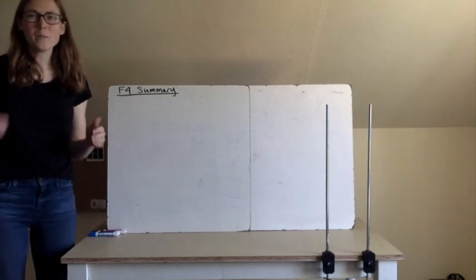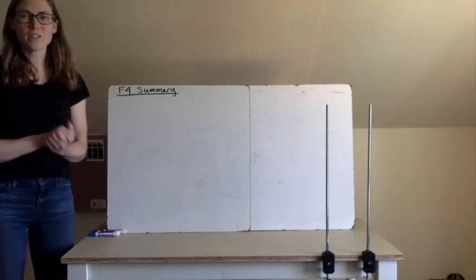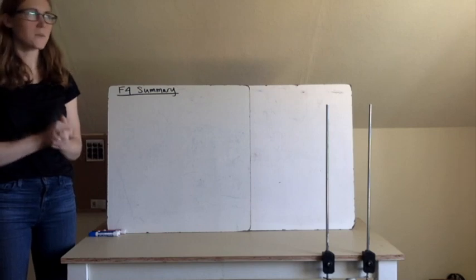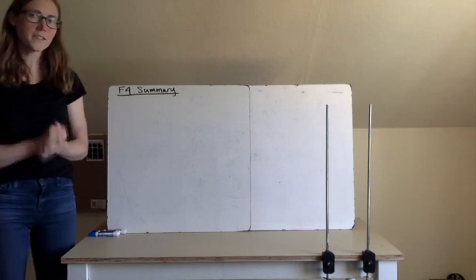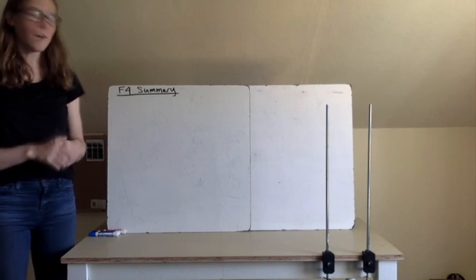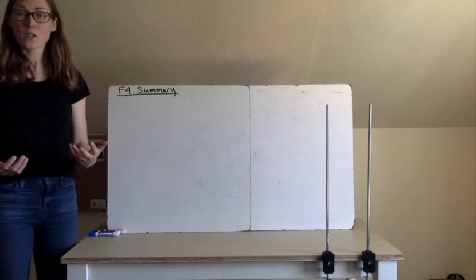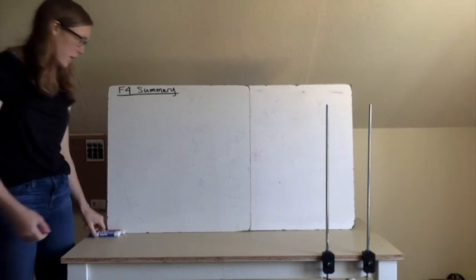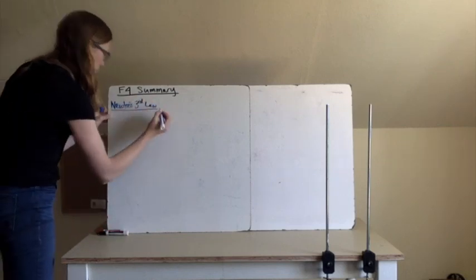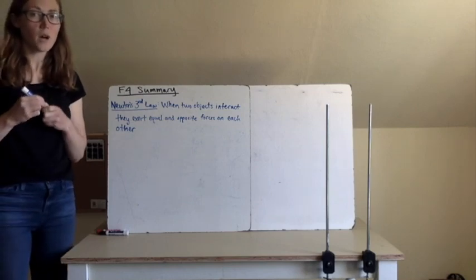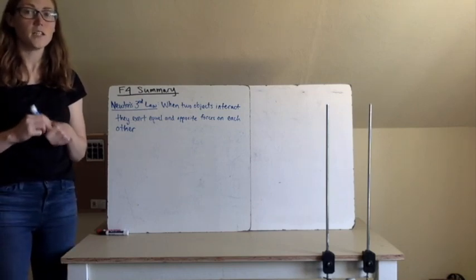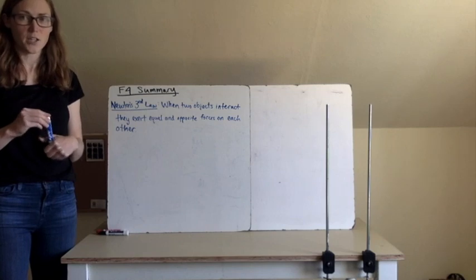Hi everyone, I'm here to give you a summary lecture of F4, which is my favorite of Newton's three laws, Newton's third law. This is the first thing that comes out of F4, which I'll formalize for you in writing here. So Newton's third law says that when two objects interact, they exert equal and opposite forces on each other.